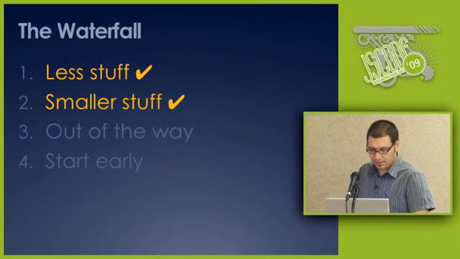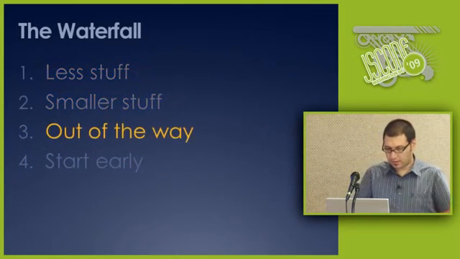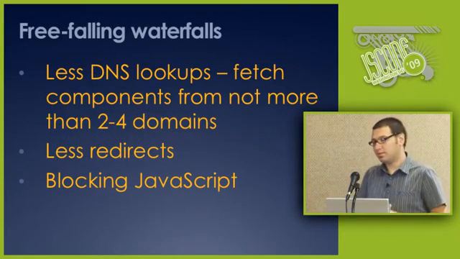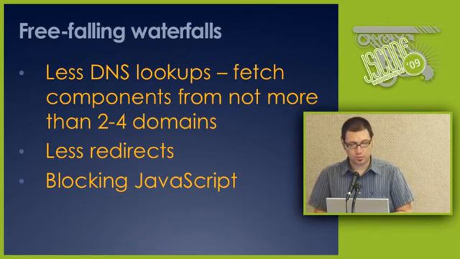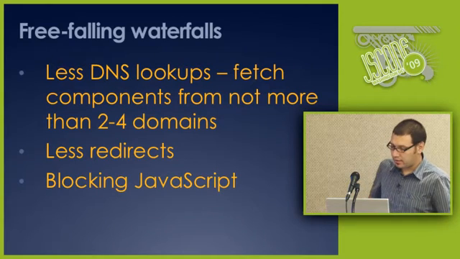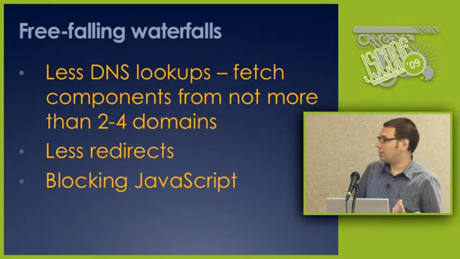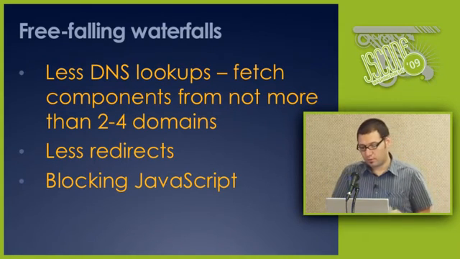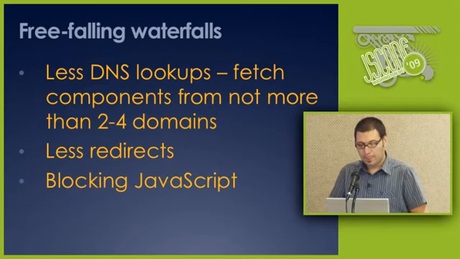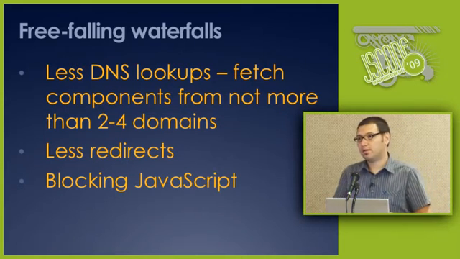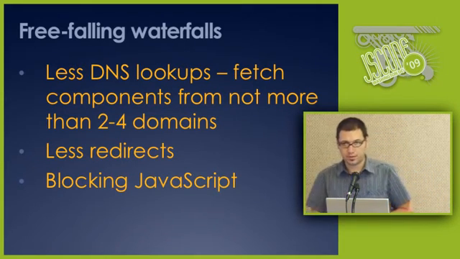So we talked about less stuff. The next thing is to get out of the way. You have those waterfalls. You want them as free-falling as possible, right? To be as quick as possible. What can interrupt and make your waterfall slower is the DNS lookups, because even though it's not a component, the browser still has to look up the DNS for this component. So don't have more than 2 to up to 4 DNS lookups on a single page. Have fewer redirects because they just waste time. You request something, and the server says, oh no, go somewhere else, fetch it from there.